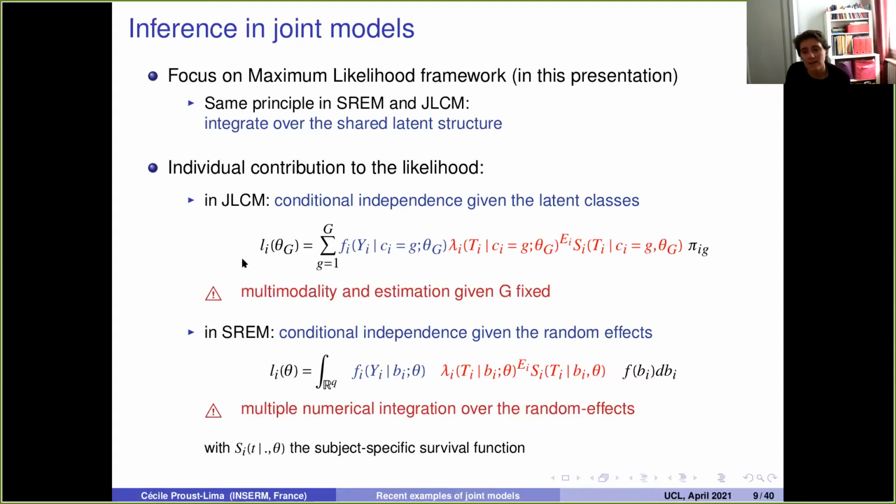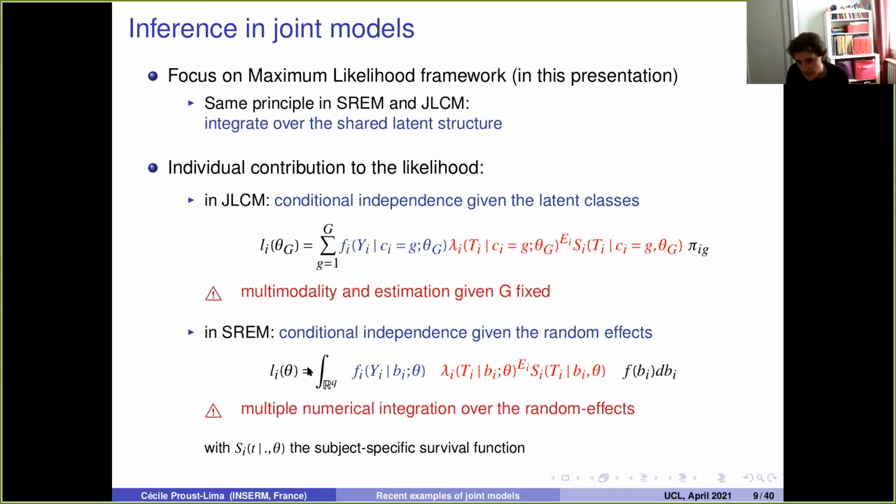In a joint latent class model, when I want to estimate this type of model, I will have to deal with a very usual problem in mixture models, which is the multimodality. So I can have multiple maxima of my likelihood, and I will have to deal with that. And I also have to take into account the fact that I don't know the number of latent classes G, but I usually need to define it in my estimation. So basically, I need to estimate this model for a given number of latent classes G, even if I don't know it. In a shared random effect model, the problem is a little bit different.